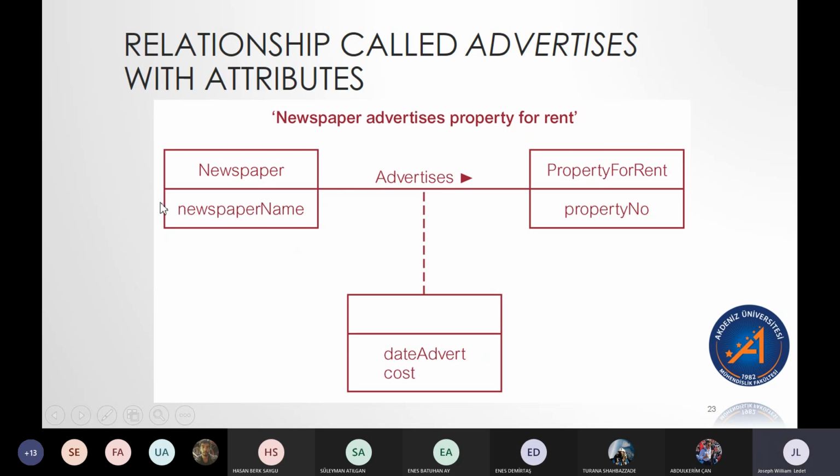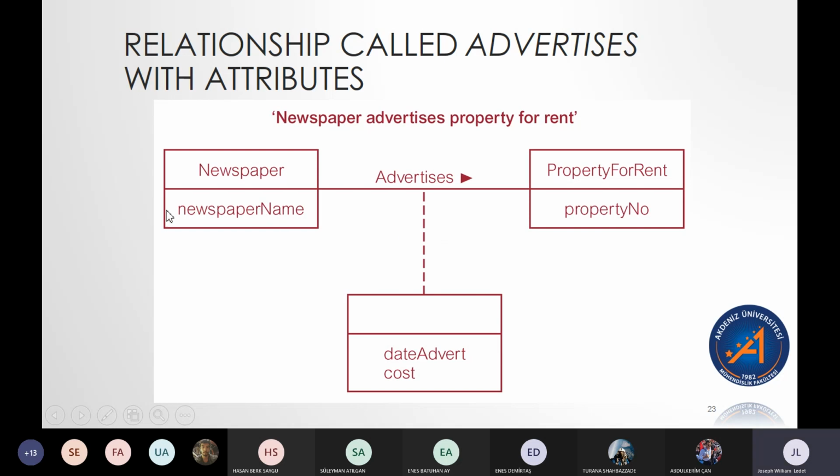But let's say the Daily News newspaper. On such and such a date, it cost you 100 lira to advertise our property. Then that same newspaper, 2 weeks later, they charged 120 lira to advertise a different property.